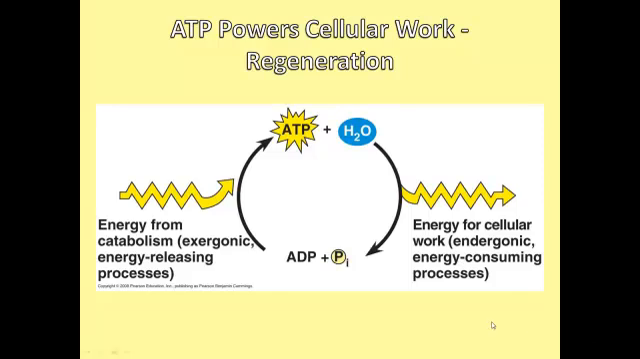So, to summarize, ATP undergoes hydrolysis to provide usable energy for an anabolic reaction. Other catabolic reactions are used to provide energy to regenerate ATP from ADP and inorganic phosphate.